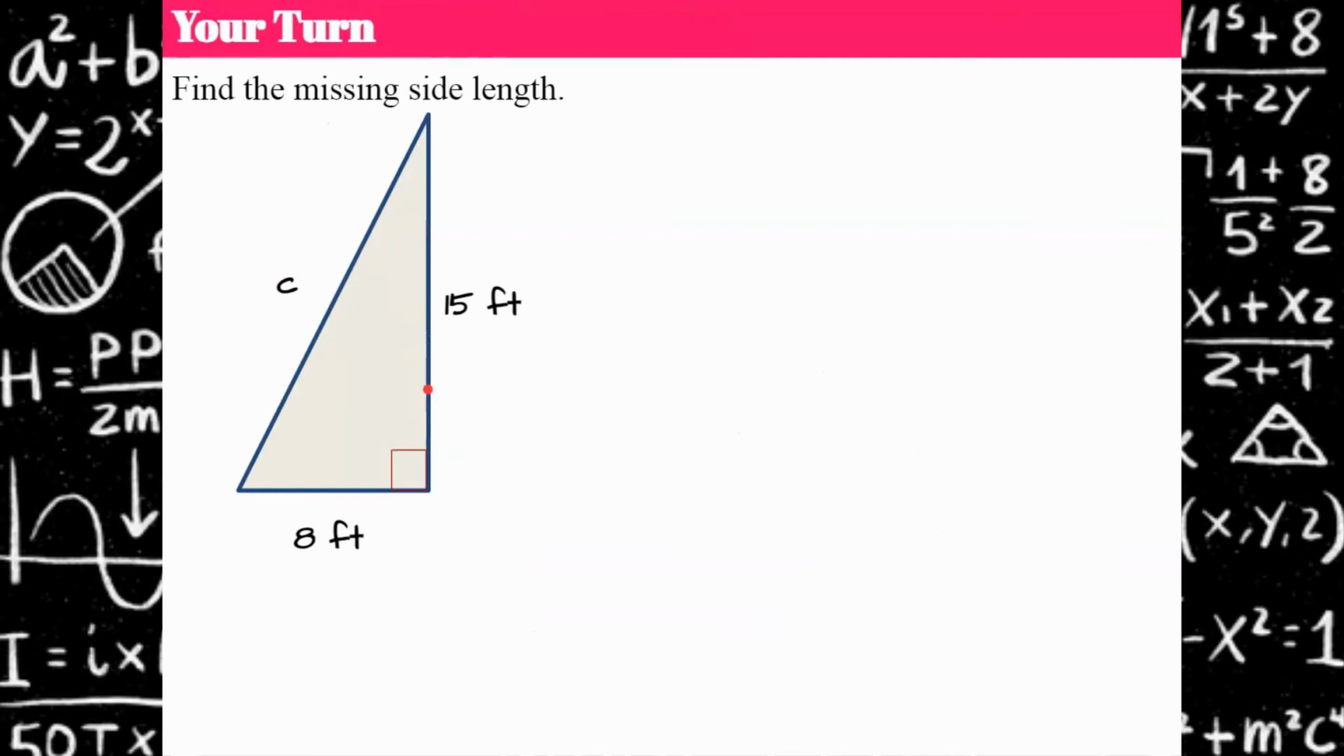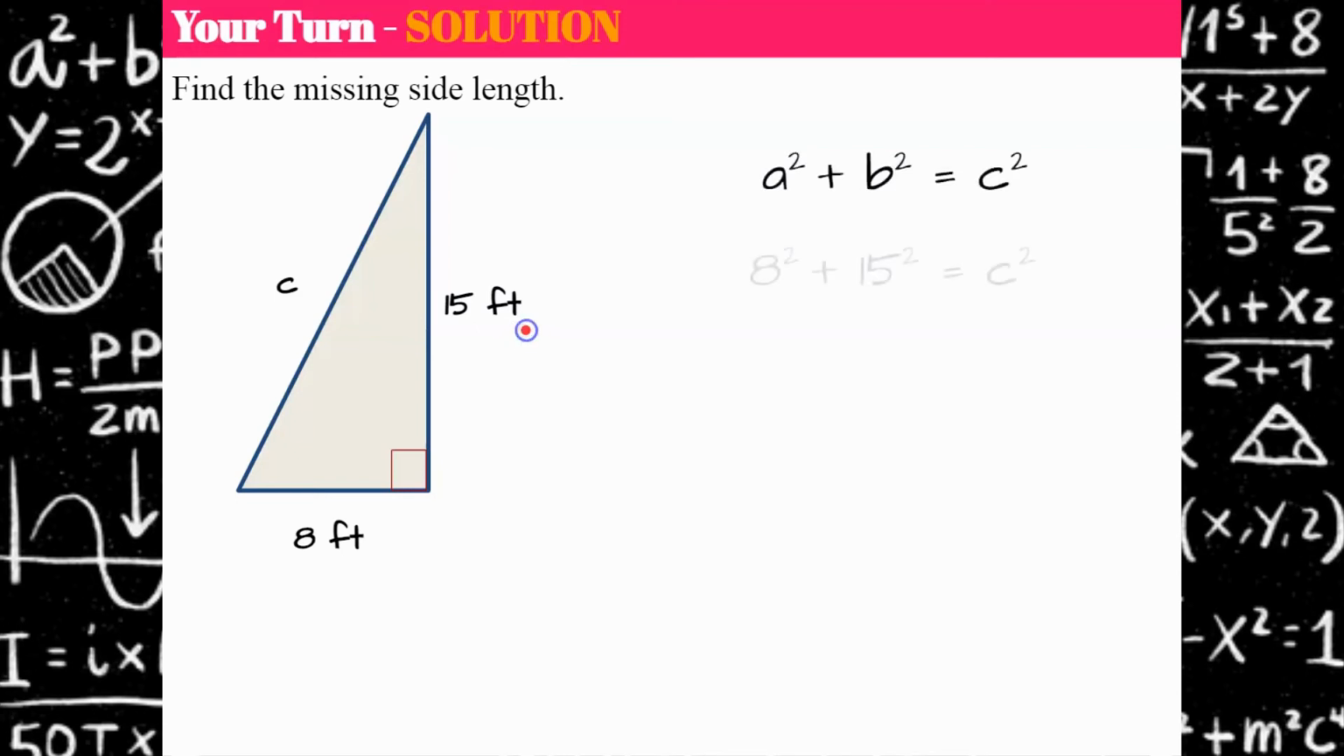Now it's your turn. I would like you to pause the video and find the missing side length. I will give you the Pythagorean theorem because we're just learning, but go ahead and pause. Find the missing side, and come back and hit play when you're ready. Welcome back. Let's see how you did.